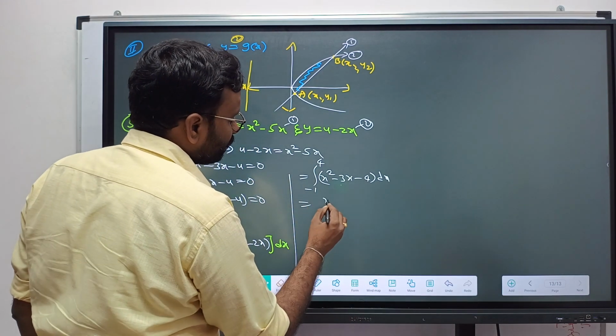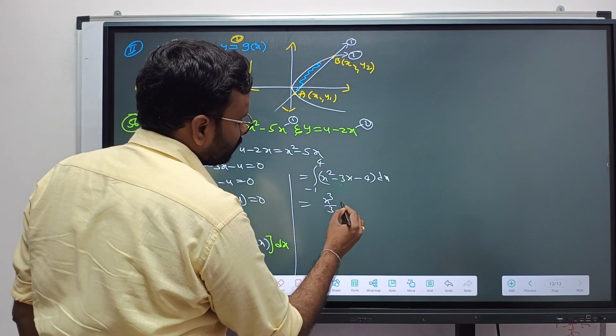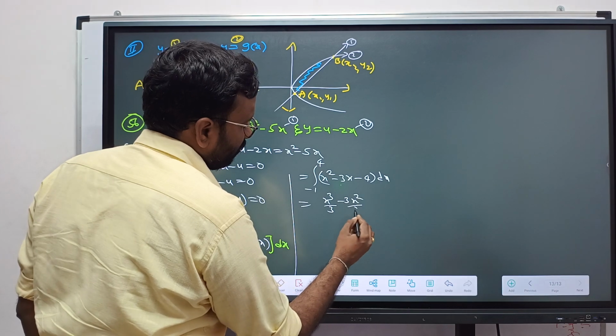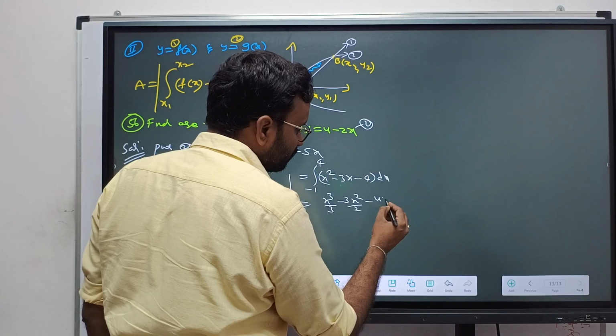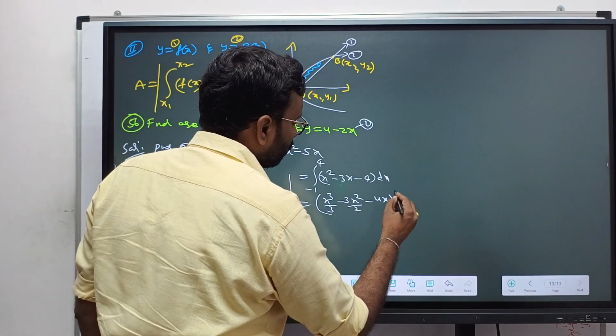What is the integration of x square? x cube by 3. Integration of 3x is 3x square by 2. For x square by 2 only. Minus 4 into 1 dx is what? x. Limits: minus 1 to 4.